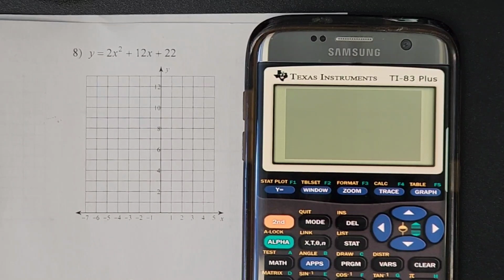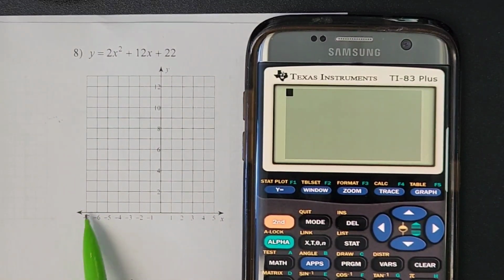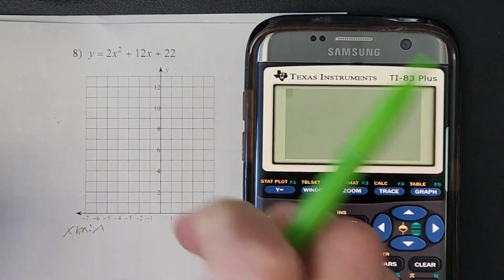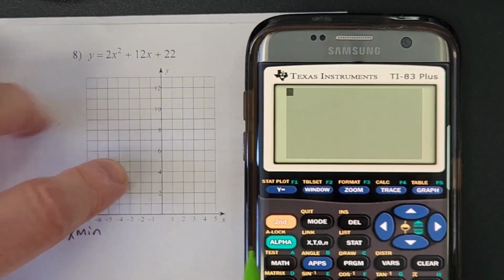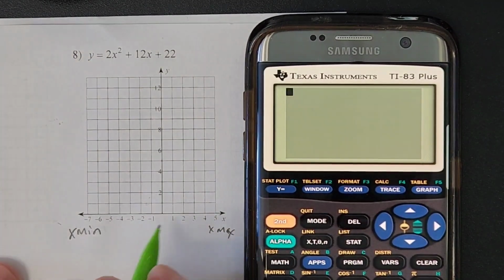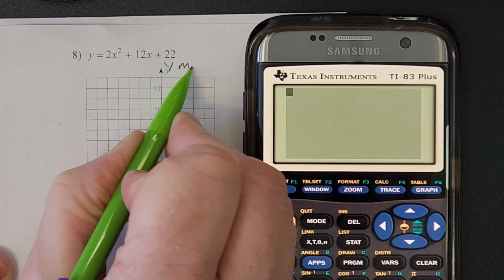Okay, so this is a model of how to do the math we were looking at yesterday. So the first thing you want to do is adjust the window for the graphing calculator, and it needs to match the problem. I'm looking at problem number 8. And so remember, you need to look at the far left value, that's the x min, and then the far right value, which will be the x max. And then the y min will be down here, the bottom, and the y max will be up here.